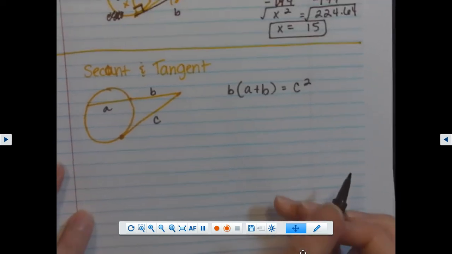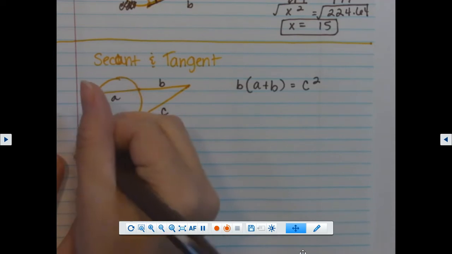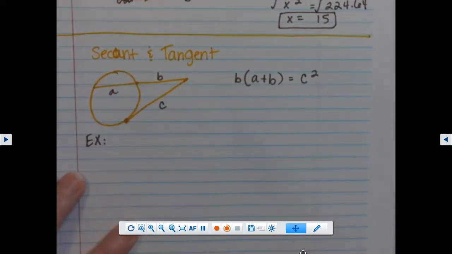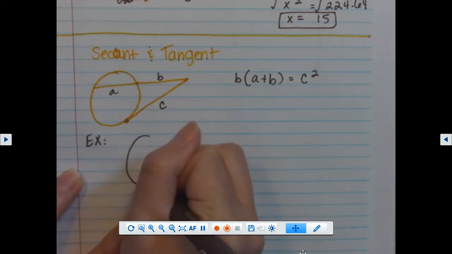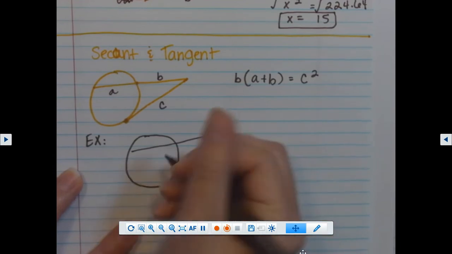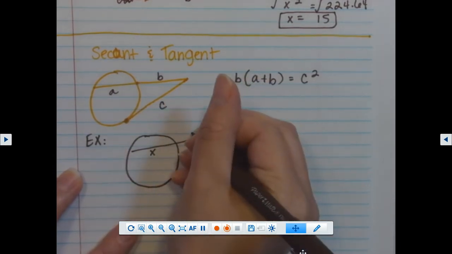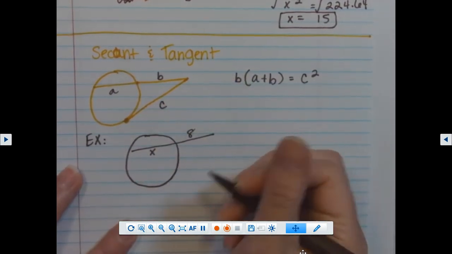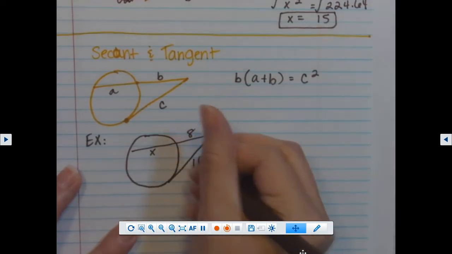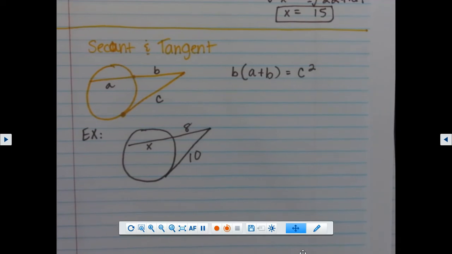So let's do an example. So we have, drawing very large circles, x on the inside, 8 on the outside for the secant, and then I've got 10 for the tangent. How would you set this up?